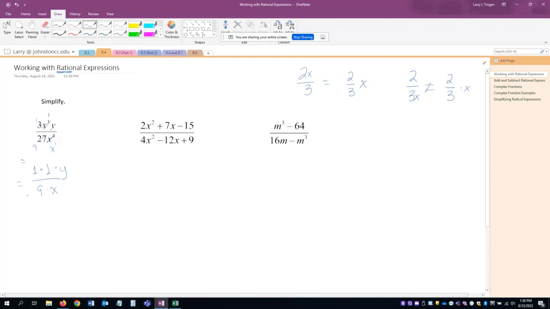I'm showing you way more work than you need to see because the 1s are not going to be part of the final answer, because 1 times 1 is 1. 1 times y is y. Denominator 9 times x. It's just 9 times x. And that's it.